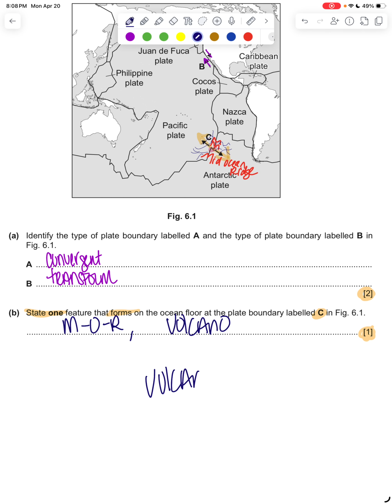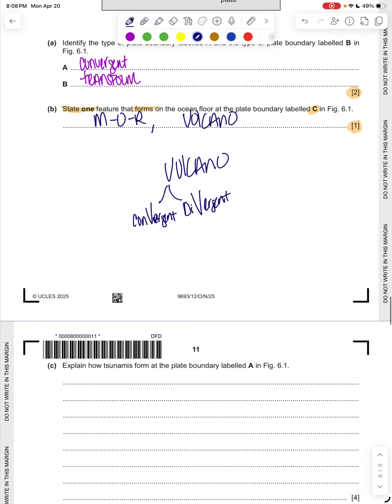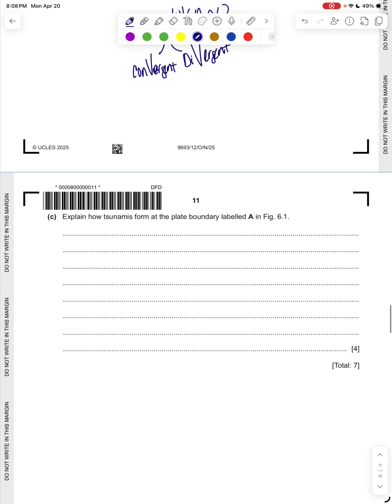Volcano happens with any of the features that have the V in it. Not features, sorry, boundaries. Convergent, divergent, because magma's coming out and has to solidify. Tsunamis. After tsunamis, then we are into our extended response.